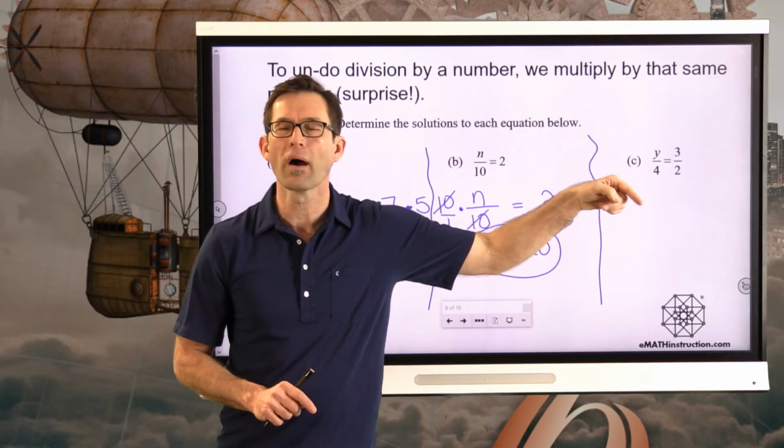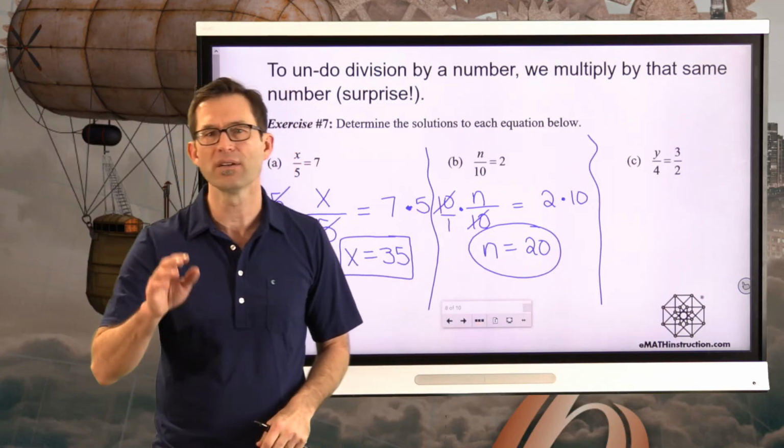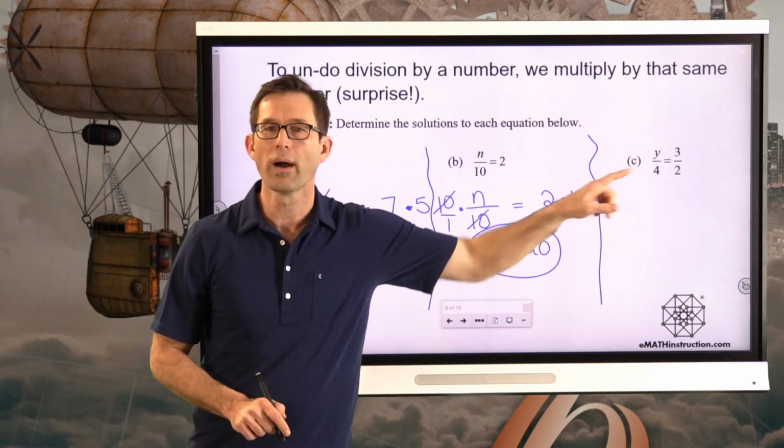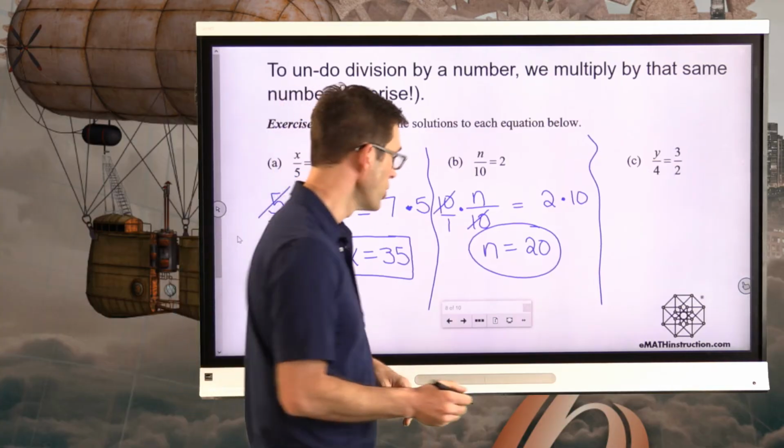I've got y divided by 4 is equal to 3 halves. It doesn't matter that it's equal to 3 halves or 8 thirds or anything like that. The plain fact is, to get this y by itself, I need to multiply both sides of the equation by 4. That's what I have to do.